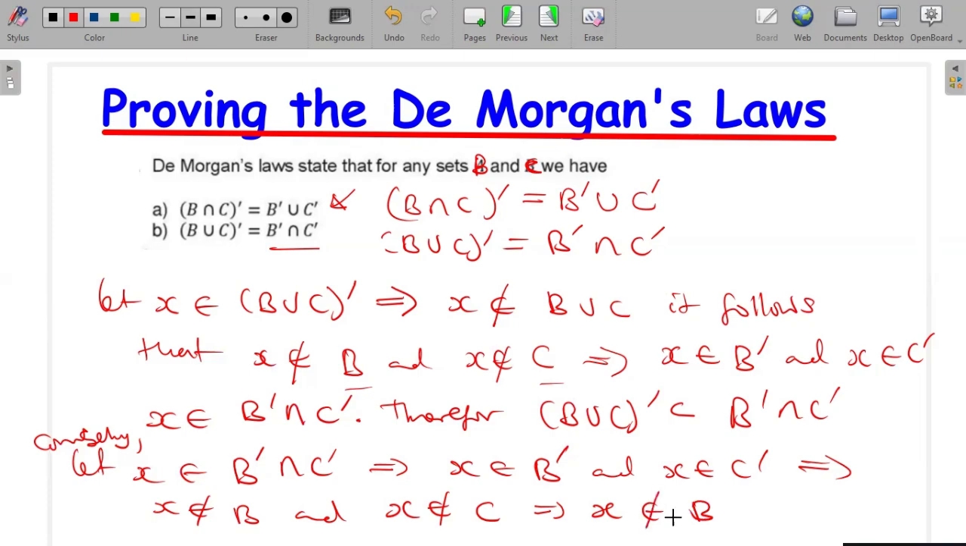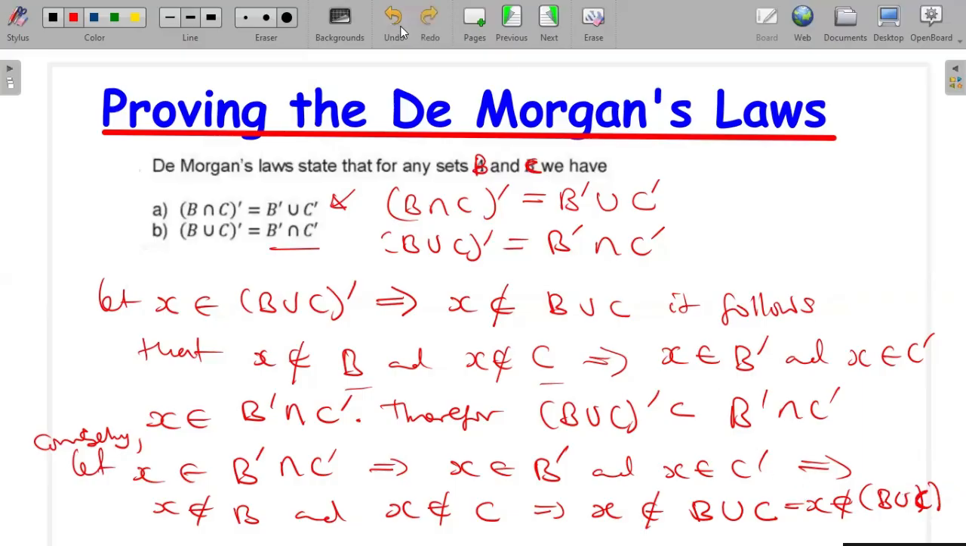So meaning X is not in the union of A and C. If it's not in the union, then what does this mean? It means that X has to be a member of the complement of B union C. It has to be a complement.